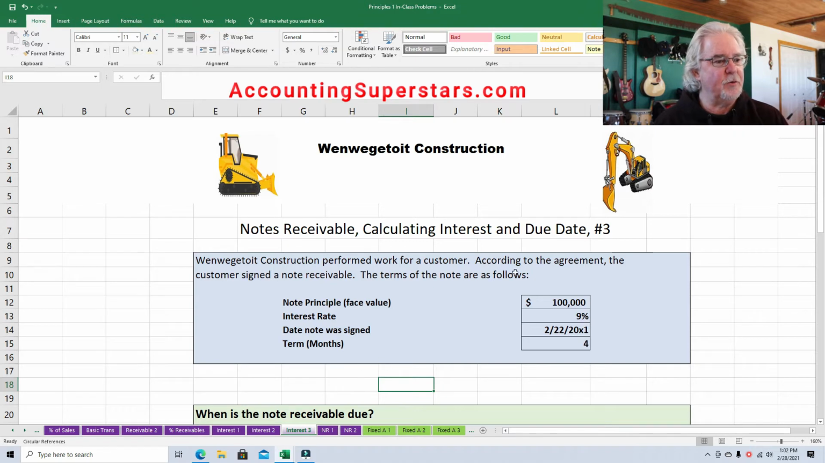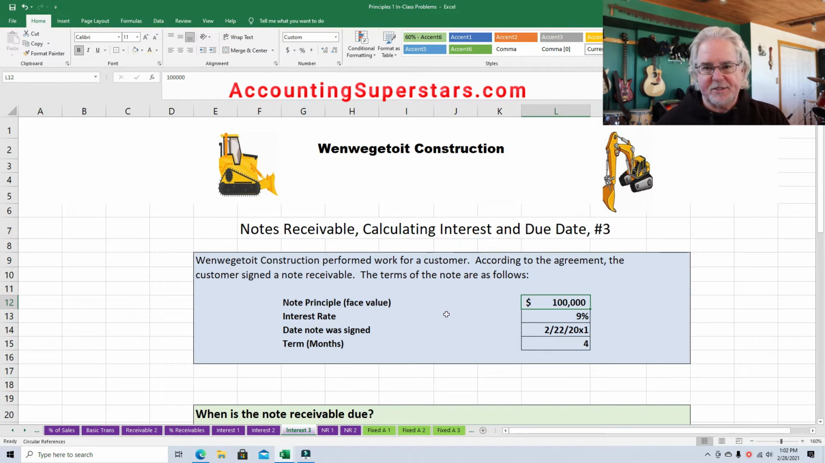Here's the lesson. We have a note with a principal of $100,000. In other words, a customer owes them $100,000. And the customer signed the note, so rather than simply an account receivable, it's a note receivable. The interest rate is 9%. The interest rate is on annual terms, and the date the note was signed was February 22nd. The term is in months, not in days, so it's due in 4 months.